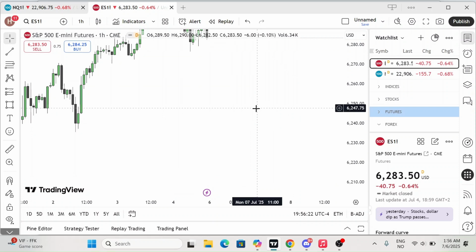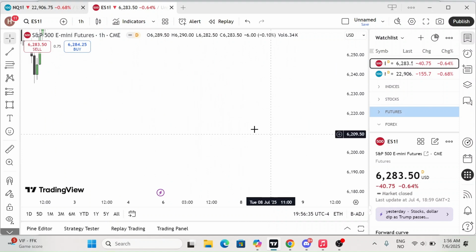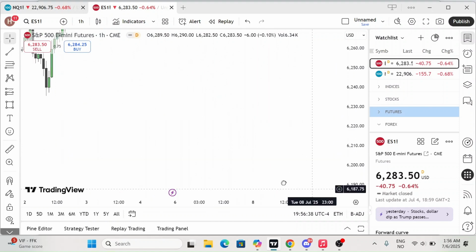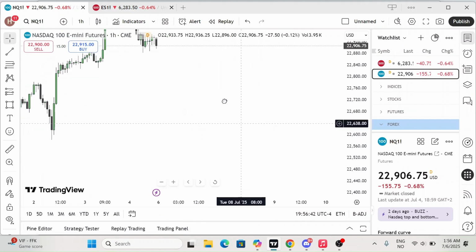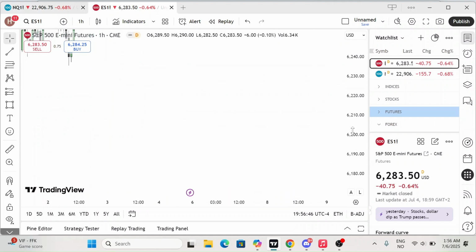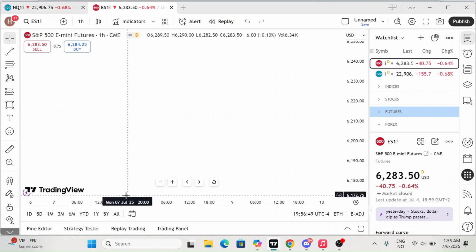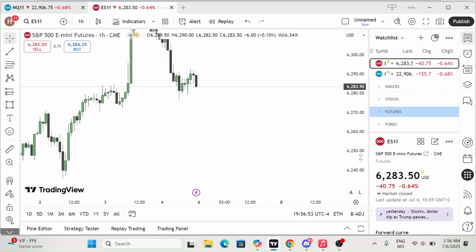Hey, what's up? Today I'm going to show you what SMT divergence is and how you can use the SMT divergence to win more trades. So basically, SMT divergence is just when you have two correlating pairs. For me, it's NQ and ES. That's my correlating indices. And you basically just look for one of them to lag behind the other, and it will give you a really good shorting opportunity or a long opportunity.